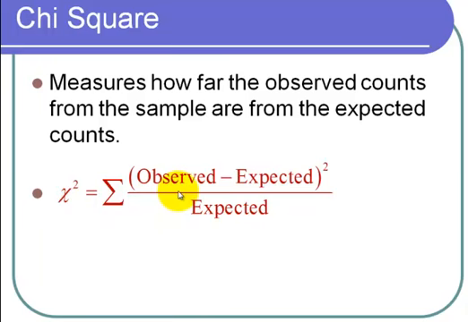So expected 10, we observed 11. That's just one away, not a big number, and you're going to get a small chi-squared. On the other hand, if you expected a 10 and you got a 25, then observed minus expected is 15. Square that is 225, and that's really big, and you get a large chi-squared. So chi-squared measures how far the observed is from the expected in a way. So now let's use it.